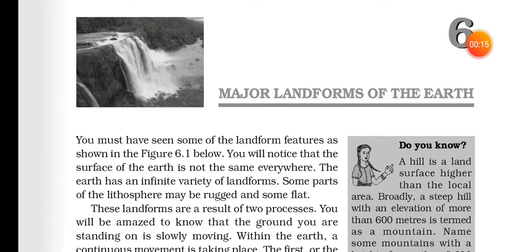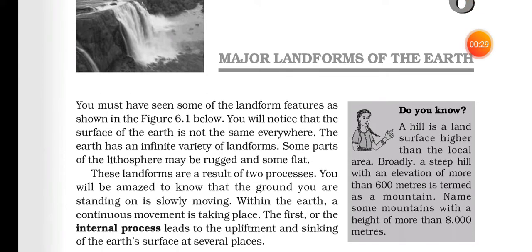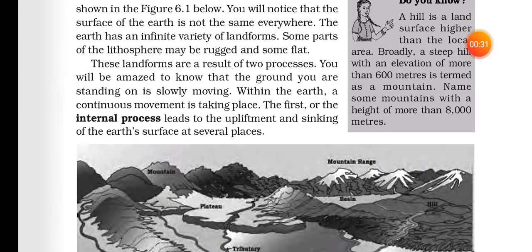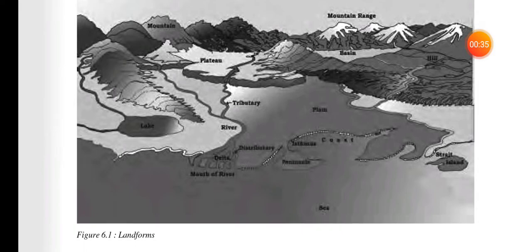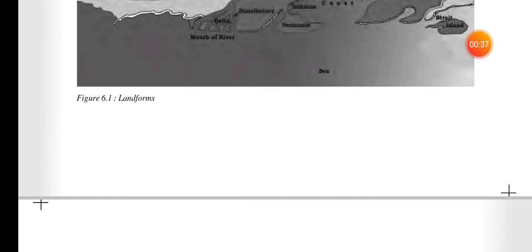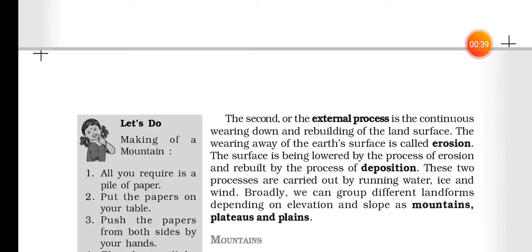You might have noticed that earth is not the same everywhere. It has infinite varieties, and these varieties are due to two main processes, that is, internal process and external process. The first, internal process, leads to the upliftment and shrinking of the earth's surface at several places, and the other, external process, is continuous wearing down and rebuilding of the earth's surface.